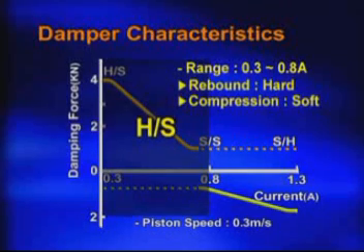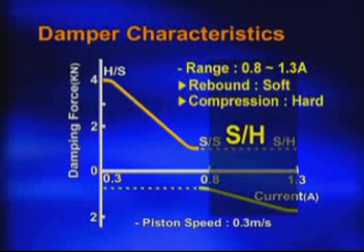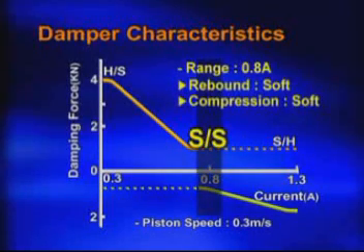When applied current is 0.3 to 0.8 amps, the damping force in the compression stroke becomes soft, but damping force is hard during the rebound stroke. When the applied current is 0.8 to 1.3 amps, the damping force in the compression stroke becomes hard, and damping force is soft during the rebound stroke. When the applied current is 0.8 amps, the damping forces are soft in both rebound and compression conditions.